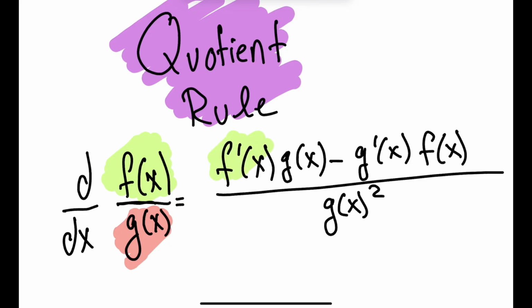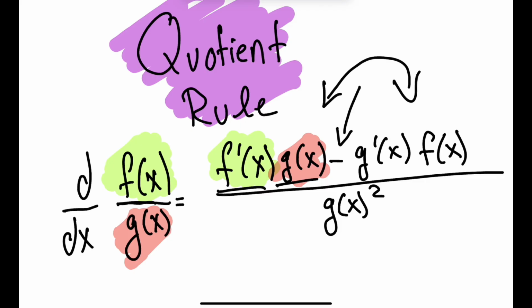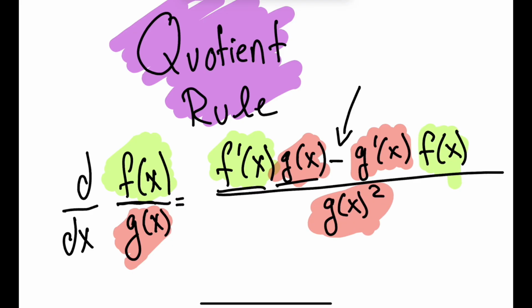So we have the derivative of the numerator times the denominator. And because there's a subtraction sign, we need to make sure that the first term stays the derivative of the numerator and the denominator. Do not mistake these two terms and flip them. In the second term, we need the derivative of the denominator times the numerator, all over the denominator squared.